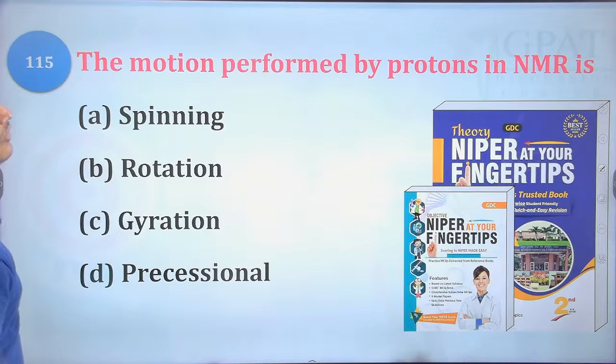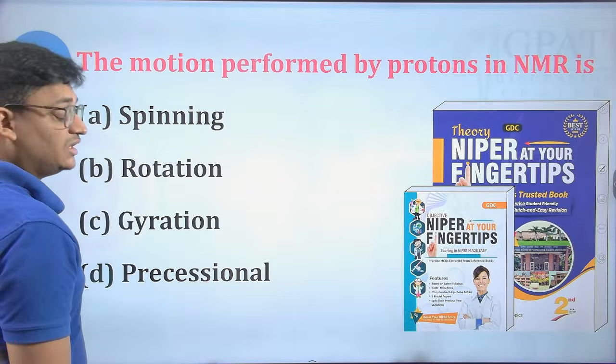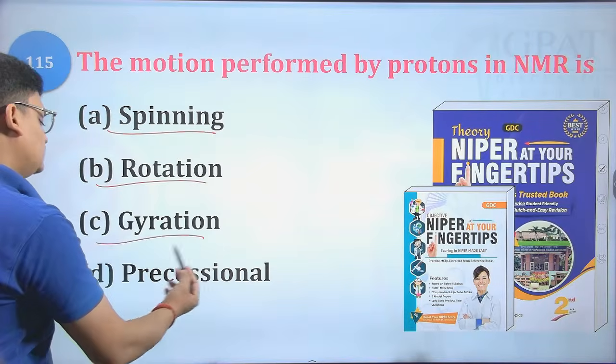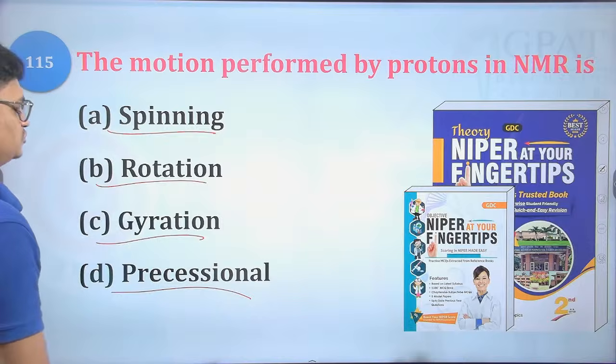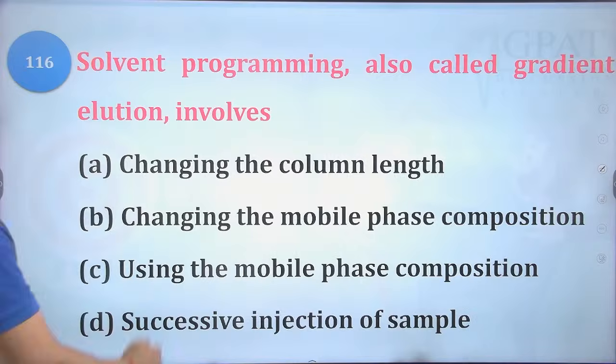The motion performed by protons in NMR is spinning, rotational, gyration, or precessional. We have a wobbling kind of motion, that is precessional. That is also known as the precessional.